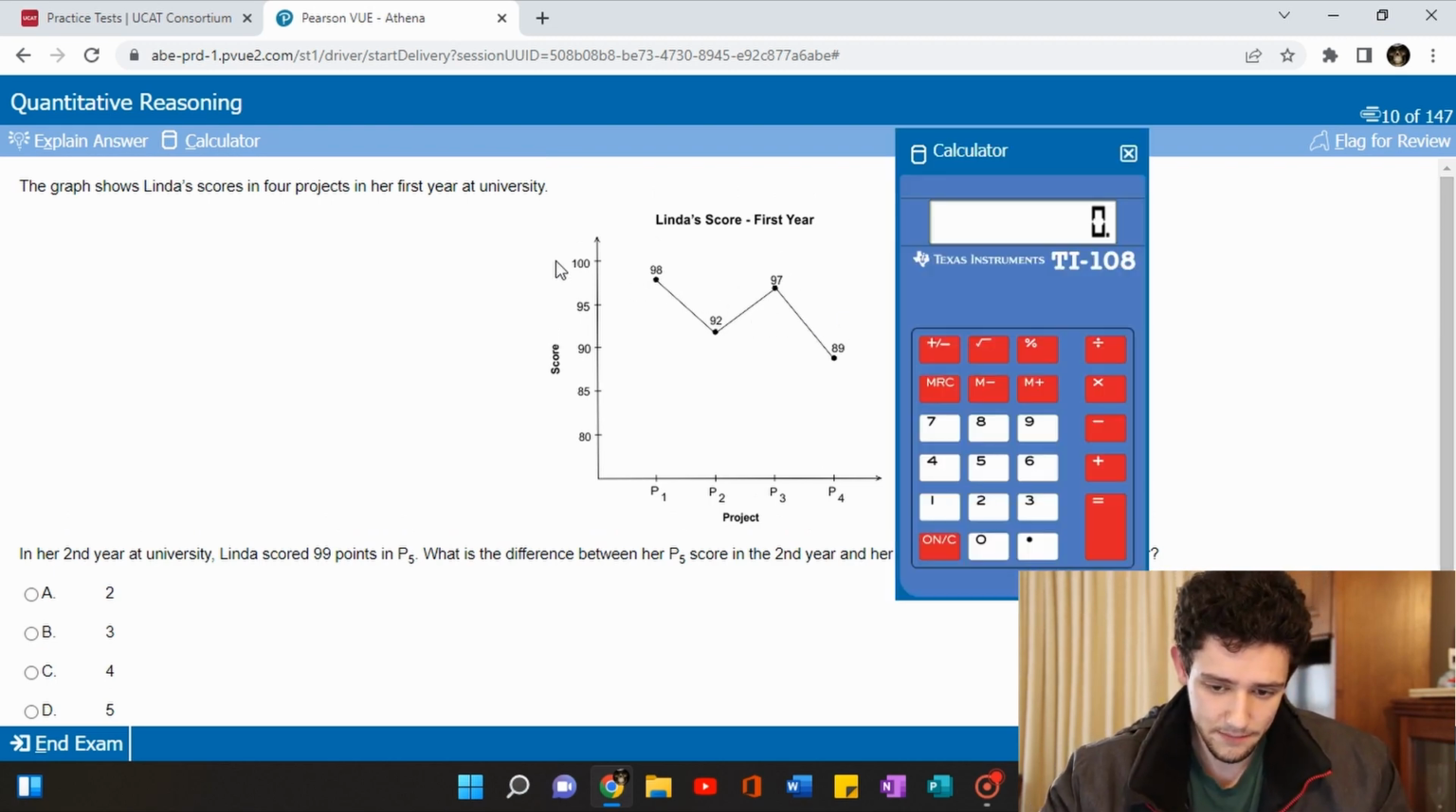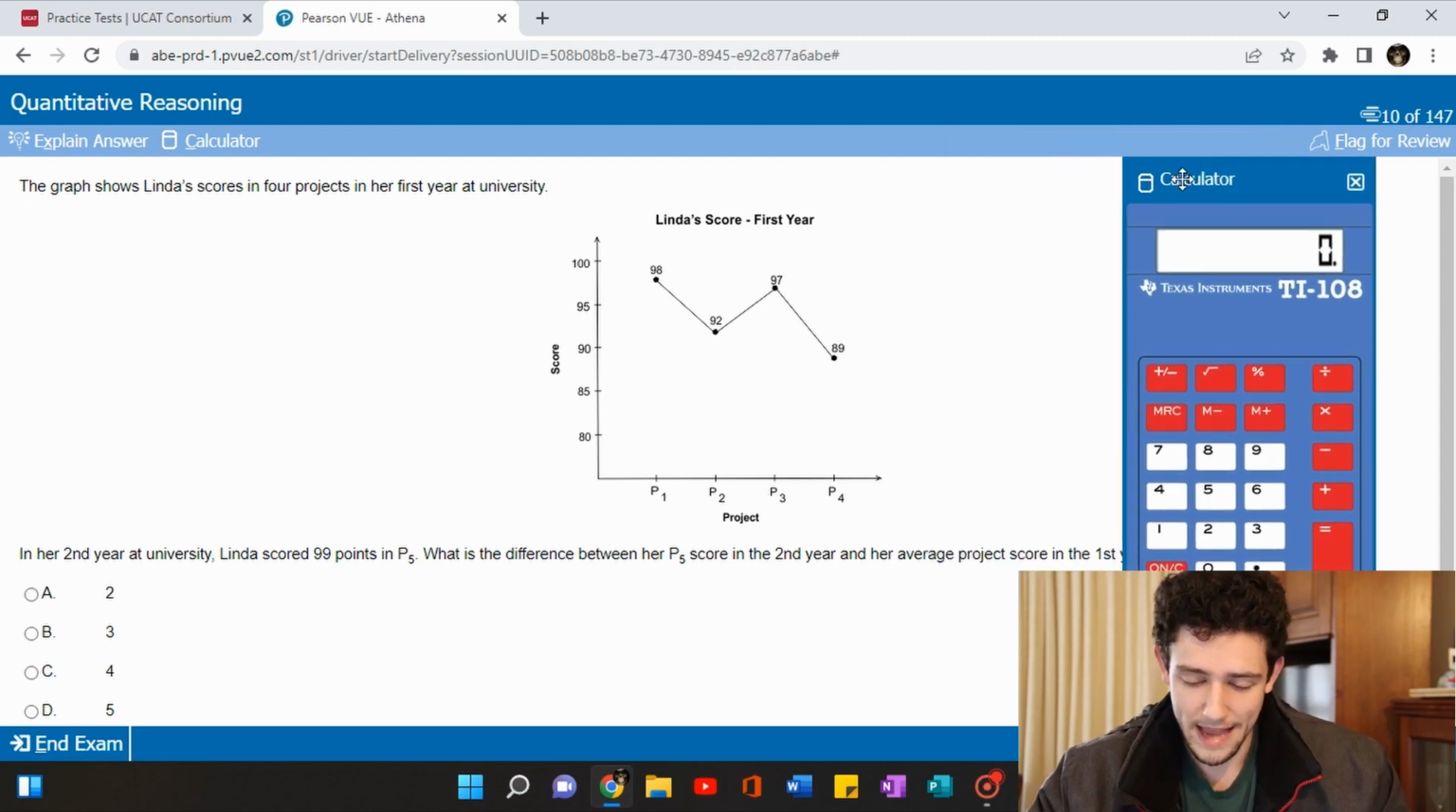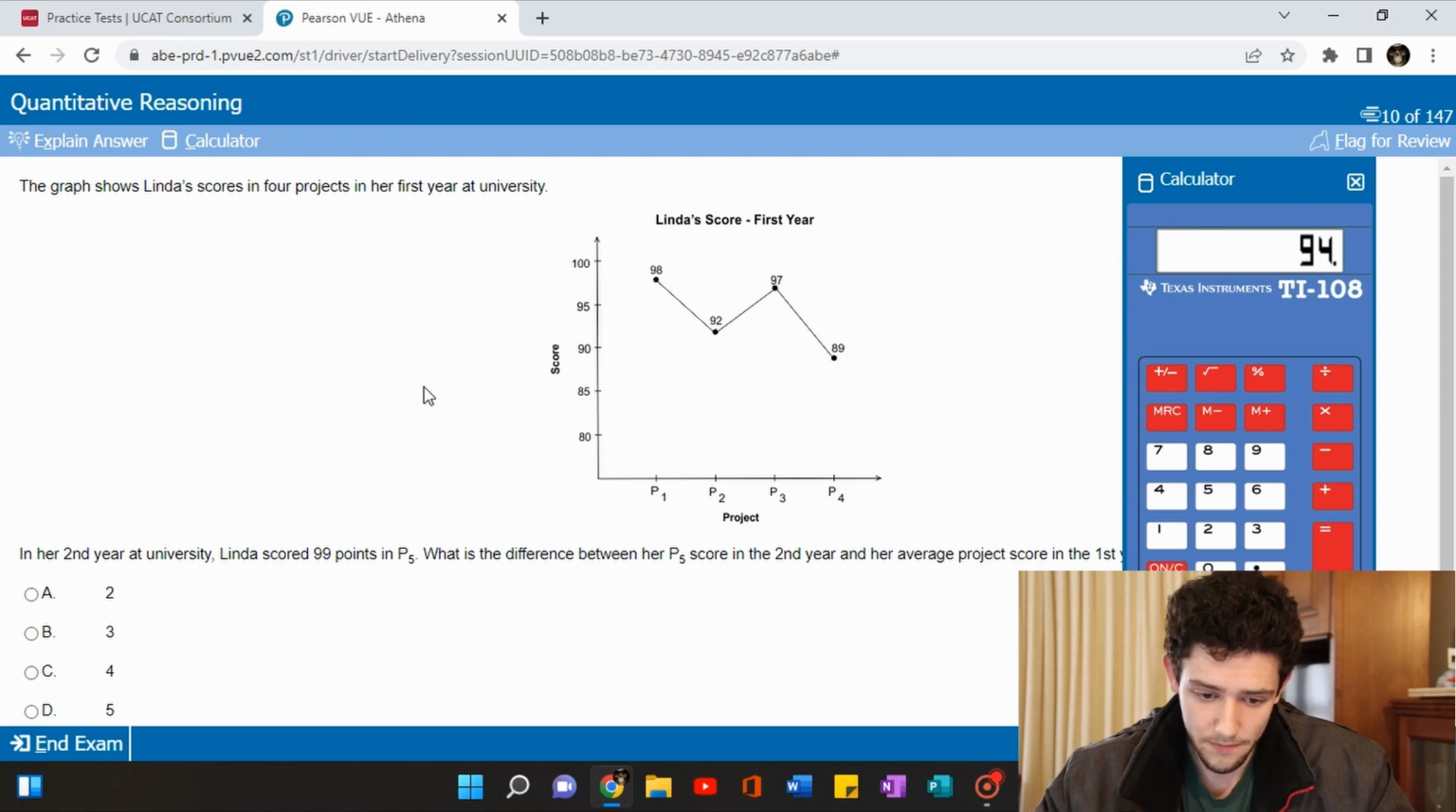So we'll get up the calculator. All we have to do is calculate the average score for the first year. So we add all these numbers together and divide by 4, and that's the mean. So we've got 98 plus 92 plus 97 plus 89, which equals that, and divide it by 4. So the average score for her first year is 94, and she scored 99 in her fifth project. So the difference is 5.